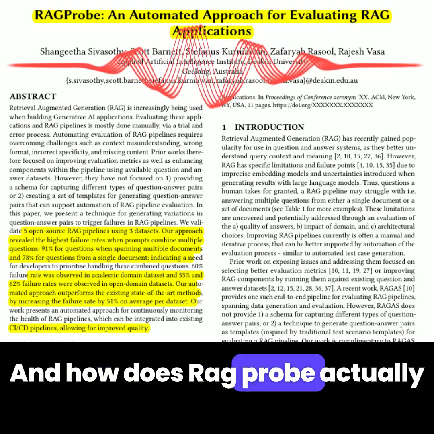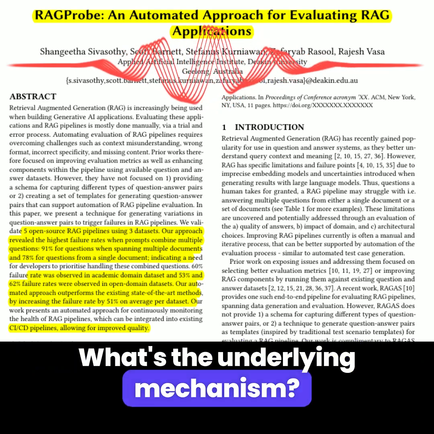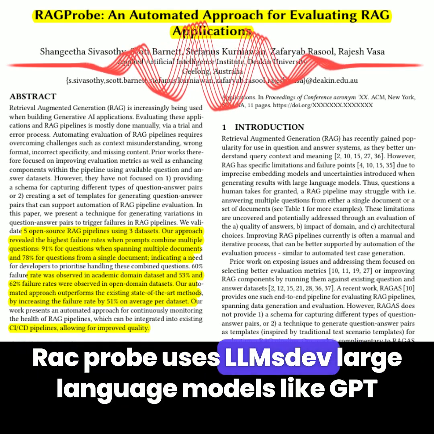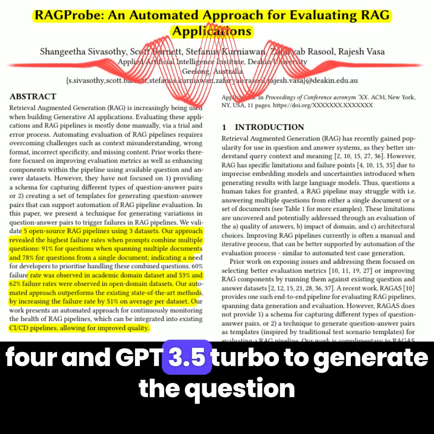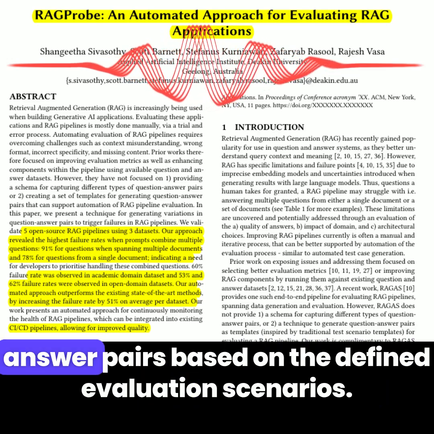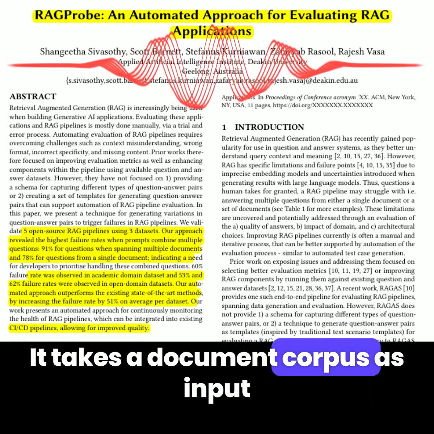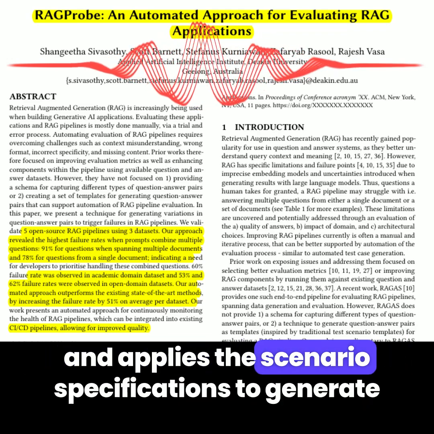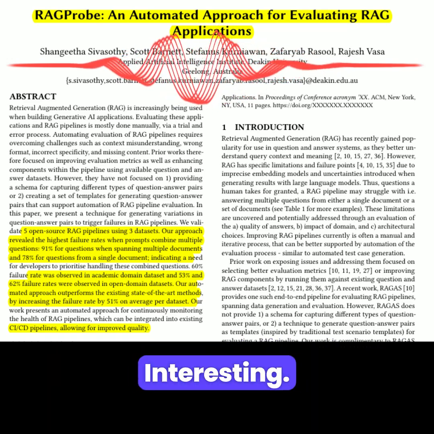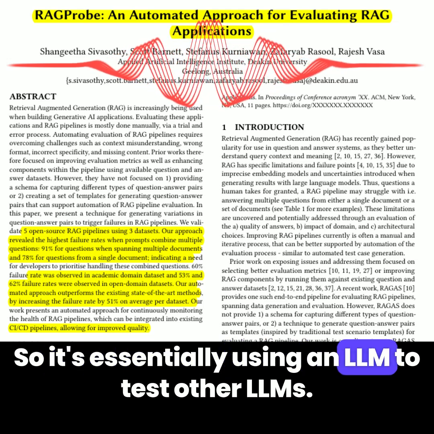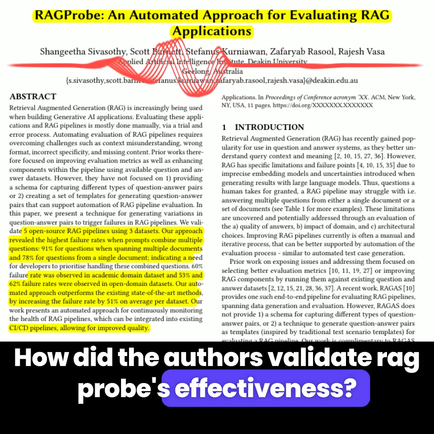And how does RAGProbe actually generate these question-answer pairs? What's the underlying mechanism? RAGProbe uses LLMs, large language models, like GPT-4 and GPT-3.5 Turbo, to generate the question-answer pairs based on the defined evaluation scenarios. It takes a document corpus as input and applies the scenario specifications to generate relevant questions and their corresponding answers. Interesting. So it's essentially using an LLM to test other LLMs. How did the authors validate RAGProbe's effectiveness?